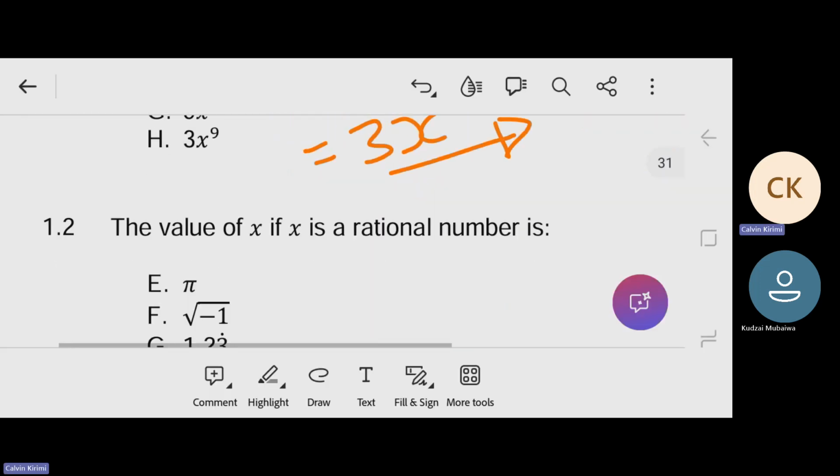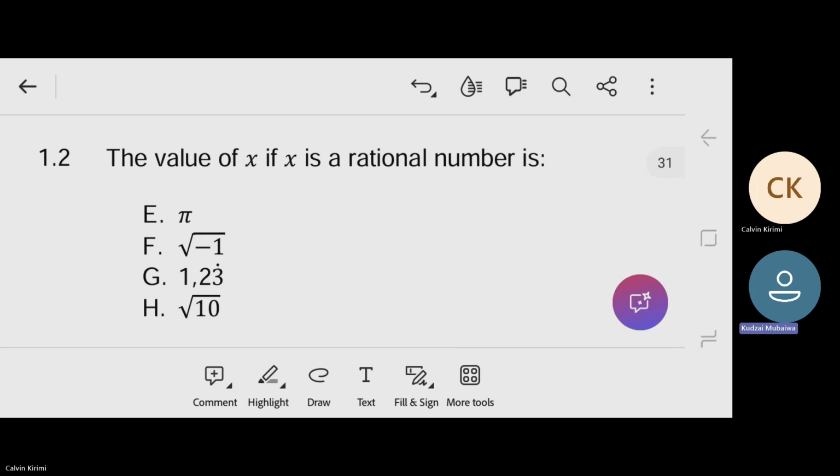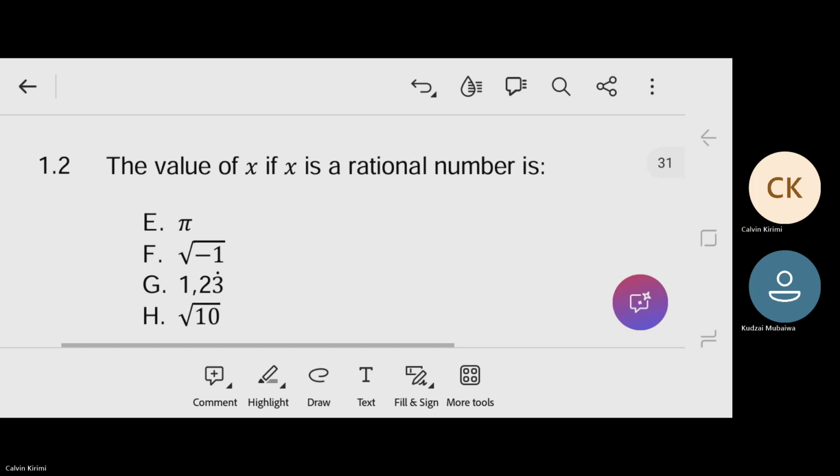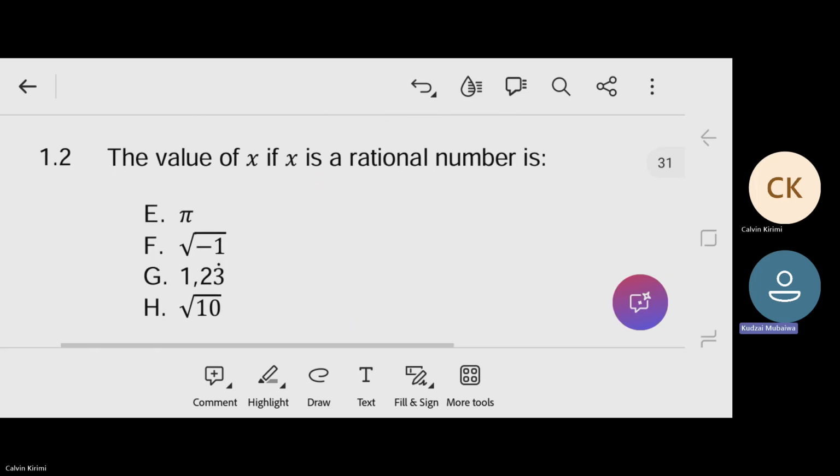Then let's go to number 1.2. The value of x, if x is a rational number, is... x is the number. Is it 1,23? Rational number. What is a rational number?